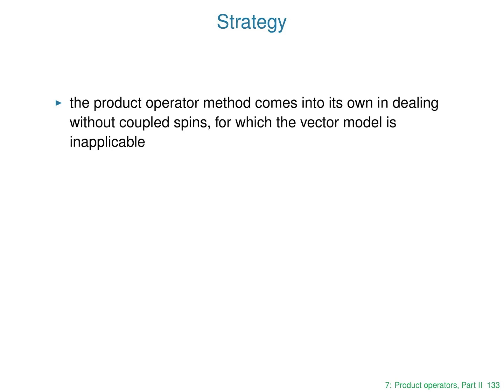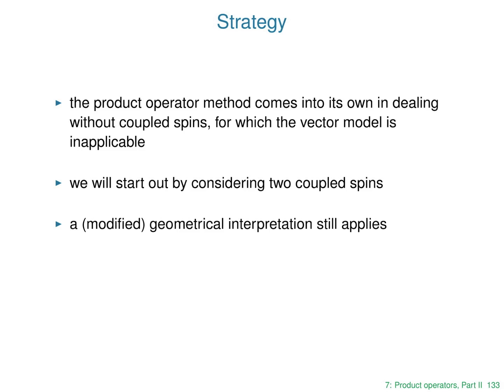And the product operator method comes into its own in dealing with coupled spins, which basically the vector picture can't deal with at all. And we're going to start out by considering two coupled spins, which is relatively straightforward. And we'll see that although it gets more complicated, you nevertheless can continue to use a geometrical interpretation. So those diagrams we've been using about how X and Y and Z rotate operators, they still apply, and then we'll have to supplement those with a couple more, but we will still maintain this geometric interpretation.